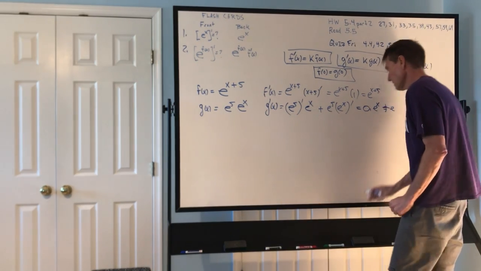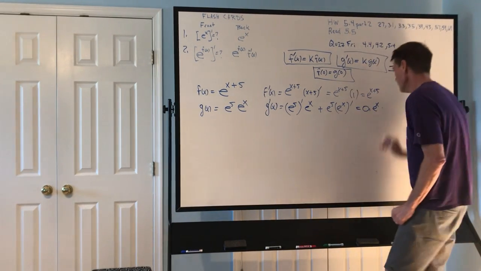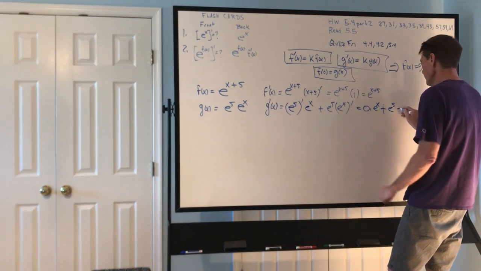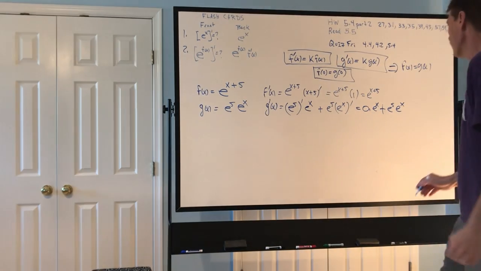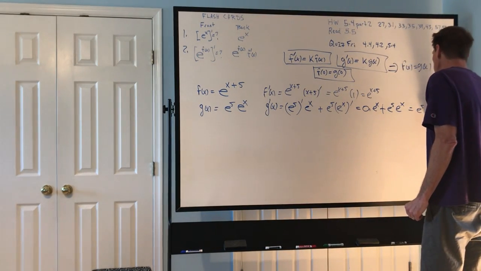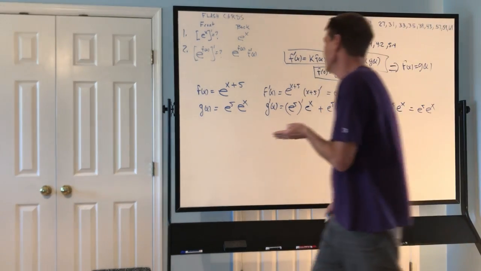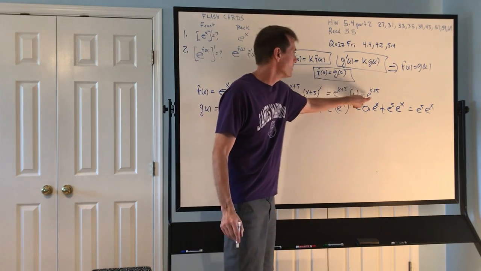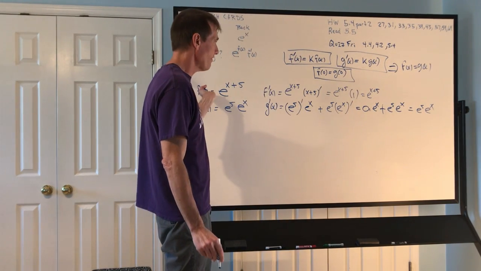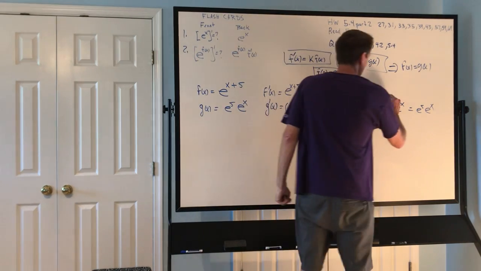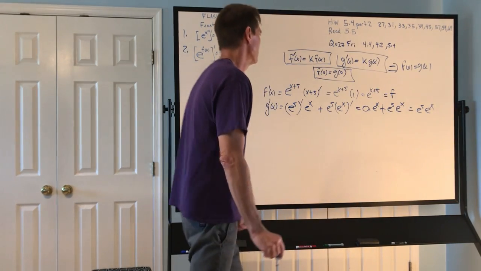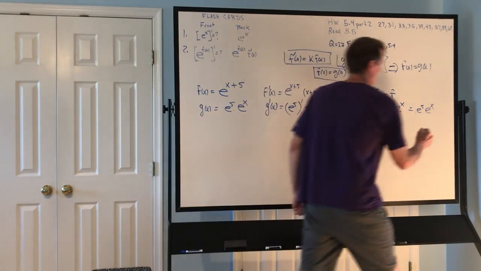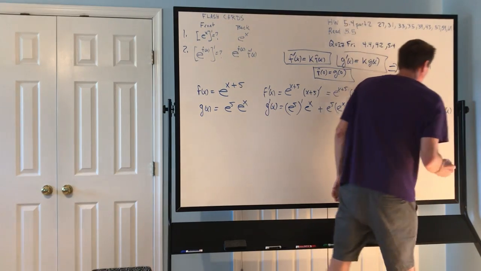So that's plus, my brain's going faster than my hands, that's e to the 5 times the derivative of e to the x, which is e to the x. Or this is equal to e to the 5 times e to the x. Now notice in both of these cases, f prime is equal to e to the x plus 5, but f is e to the x plus 5. So this is equal to f. g is equal to e to the 5 times e to the x. So that's equal to g.